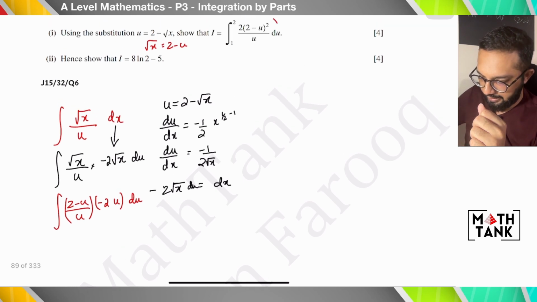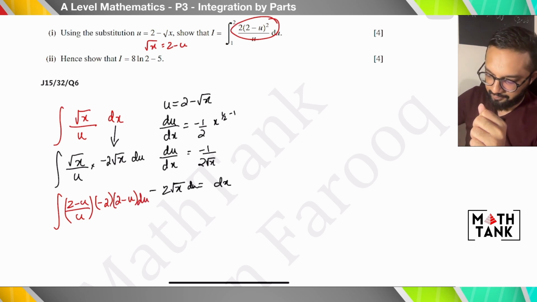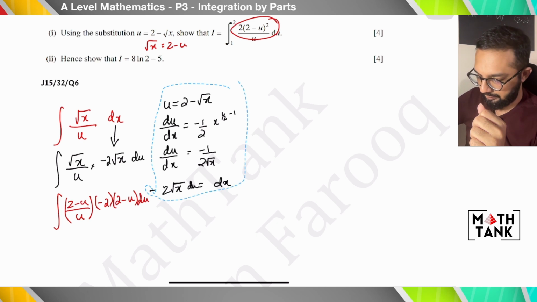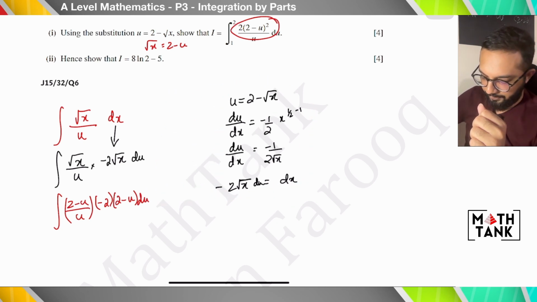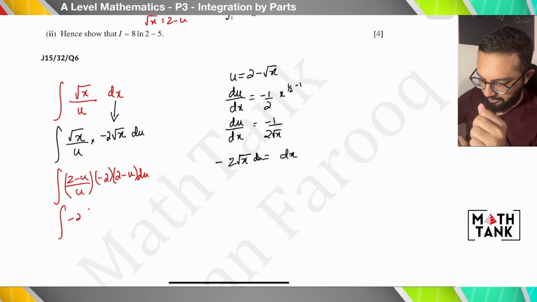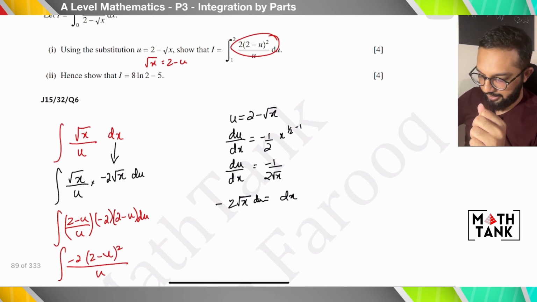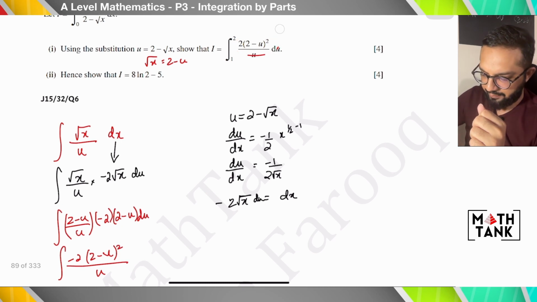And the proof that I see is 2 minus u whole squared. I made a silly mistake. Minus 2 is outside, 2 minus u du. Okay, so I have minus 2 times 2 minus u squared over u. I think I have most of the proof. The only problem is that I have a minus sign and they don't, and there's a reason for that.